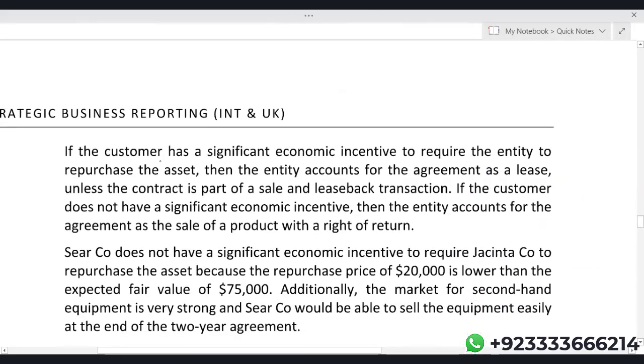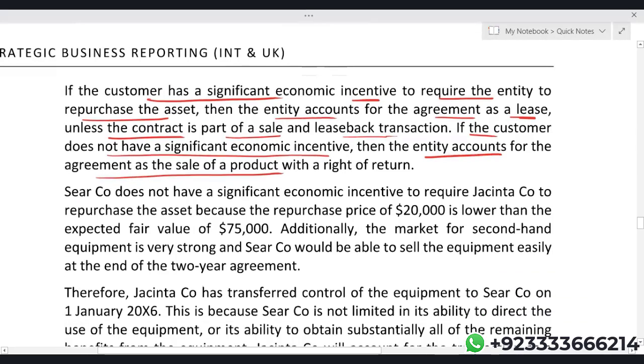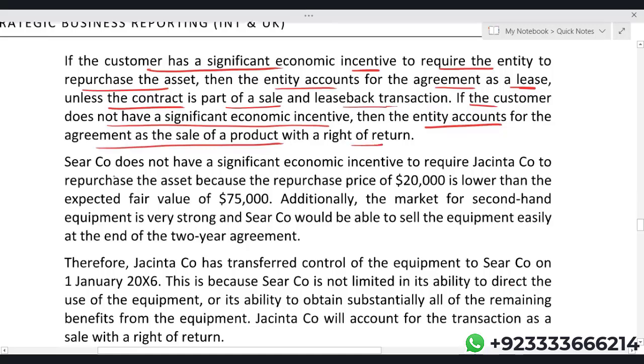If the customer has a significant economic incentive to require the entity to repurchase the asset, then the entity accounts for the agreement as a lease, unless the contract is part of a sale and leaseback transaction. If the customer does not have a significant economic incentive, then the entity accounts for the agreement as a sale with a right of return. Okay.